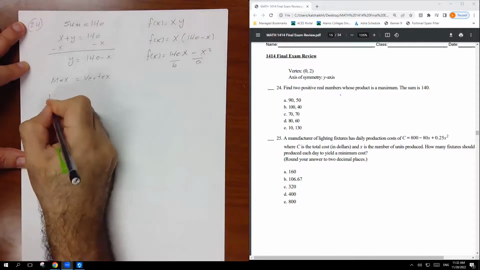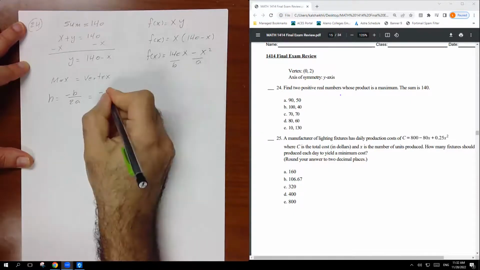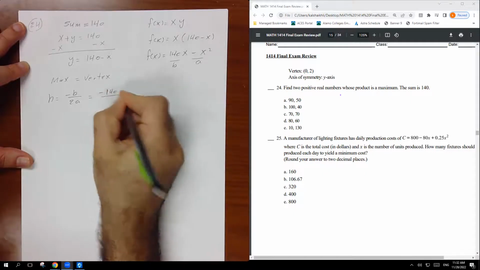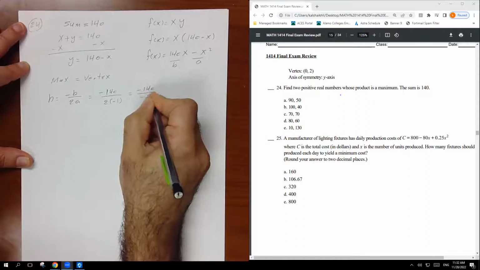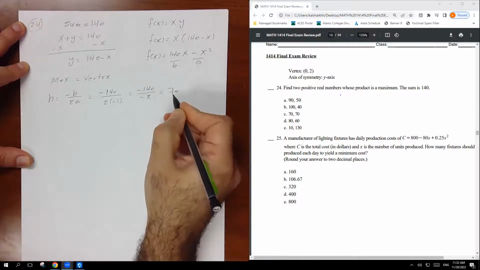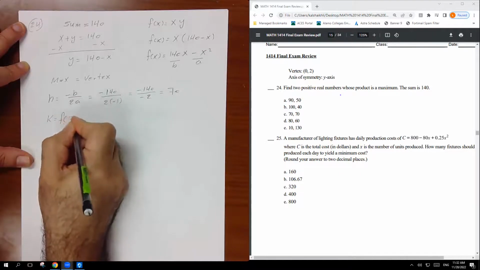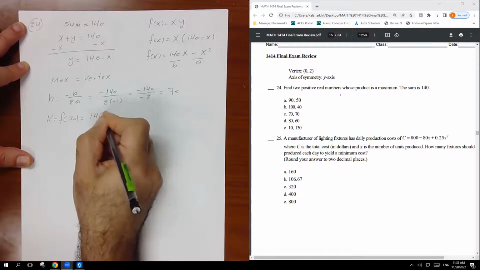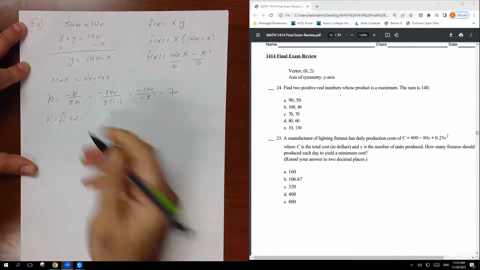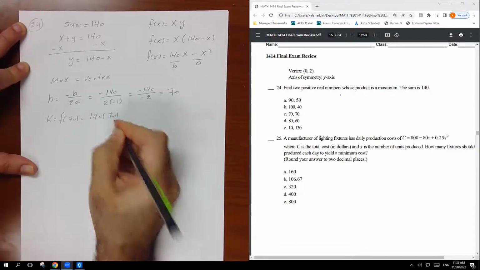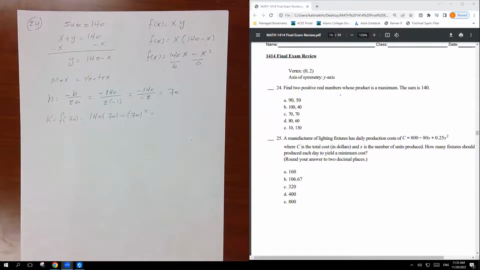is the B. That means H is going to be equal negative B over 2A, which is equal negative B is 140 divided by 2, and A is negative 1. So it's going to be negative 140 divided by negative 2 and equal 70. Now plug in 70 in our function to find the K. So K equal F of 70, which is equal 140 times 70 minus 70 squared.